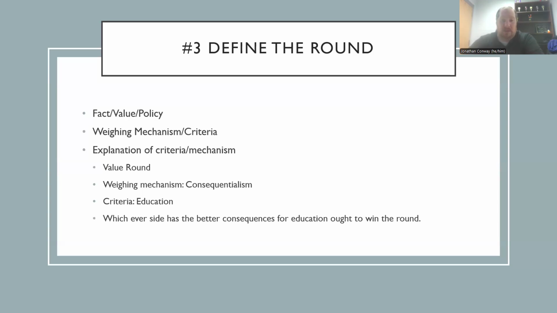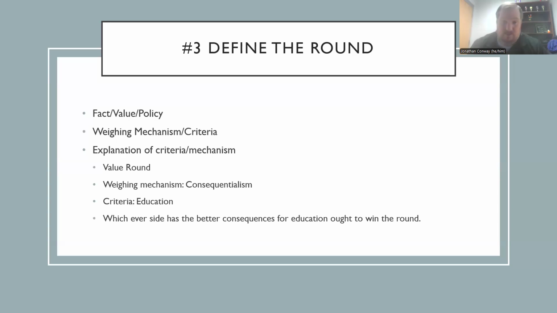You then offer a weighing mechanism and possibly a criteria. Where one stops and one ends is a little ambiguous. There are particular parts of the country that ask for both, right? But here's an example for this particular resolution. It's a value round, right? That should obligation duty value round using the weighing mechanism of consequentialism with the criteria of education.